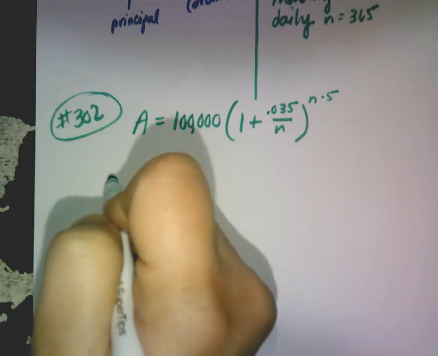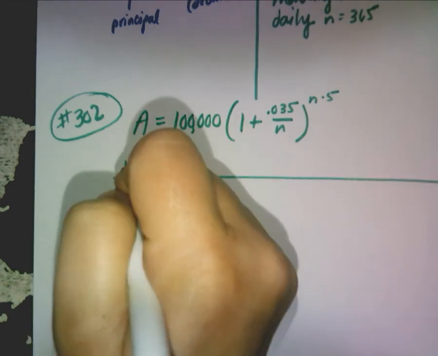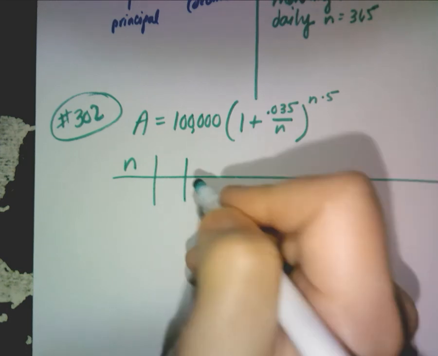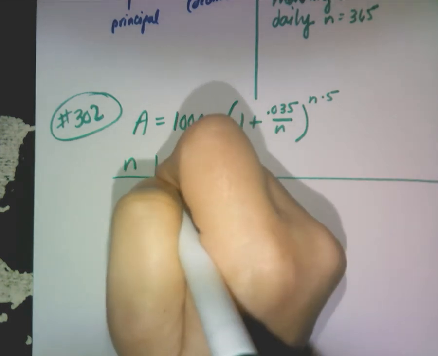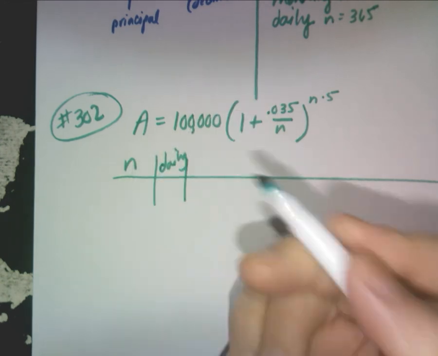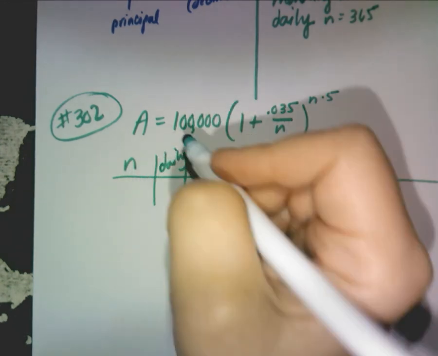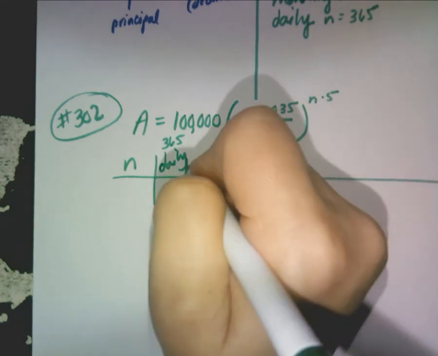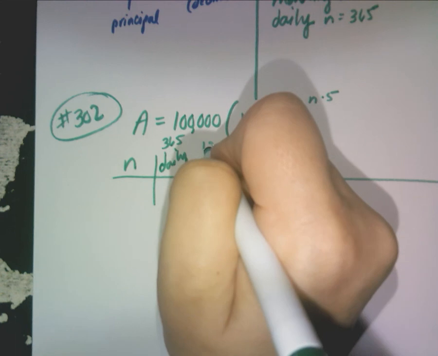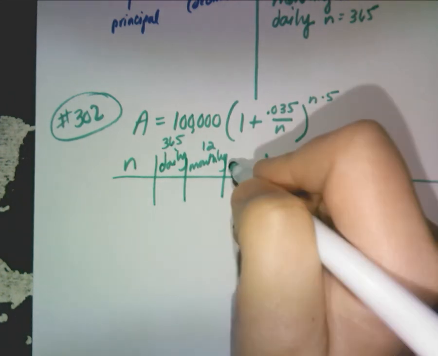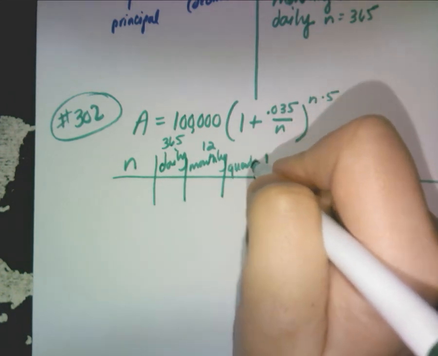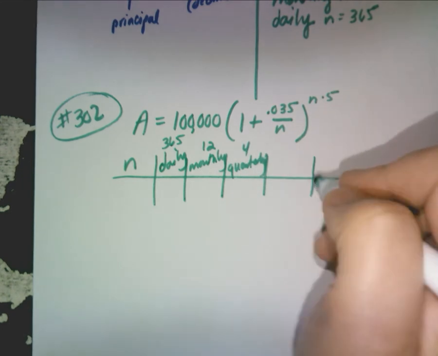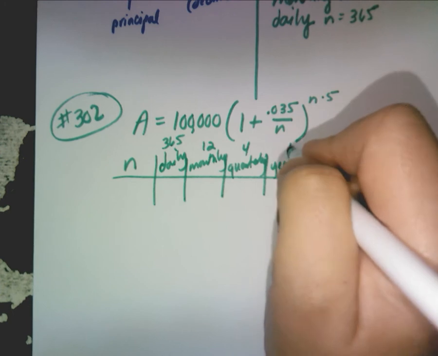So let's do, I'm going to make a chart here just to make it a little bit easier for me. They want N to be compounded daily. So daily would be, it's still 365, surprisingly enough. So 365 is daily. Then they want us to do monthly, which is N will be 12. Then they want us to do quarterly, which N would be 4. And they want us to do yearly, which is called annually, but that'll be 1, okay?